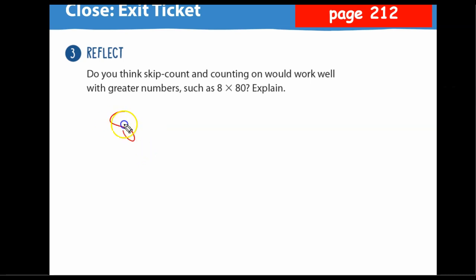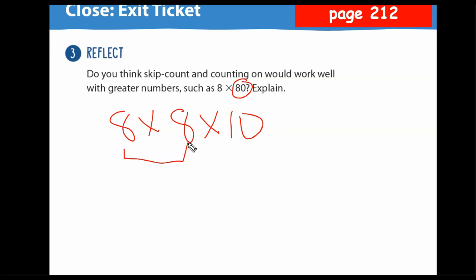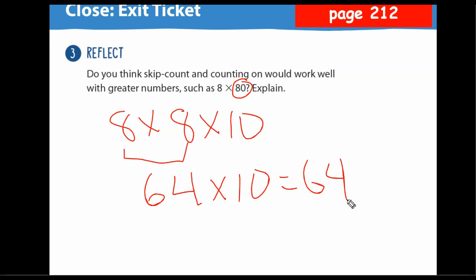8 times 80 is 8 times, what 2 numbers make up 80? What multiples of 10? 8 times 10, right? And she says to do this, 8 times 8 is 64, and then times 10. 64 times 10 is just 64 groups of 10. So that would be 64. How many zeros? 1.